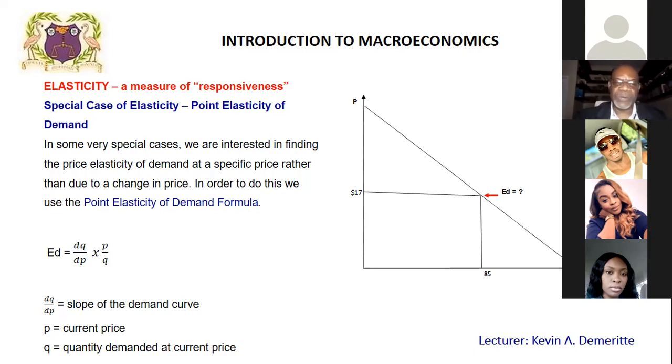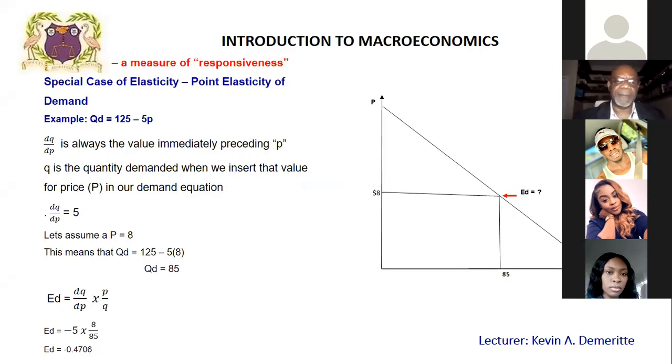Later on in the semester, we will play around with quick rules for differentiation. But for now, all we're interested in is that this dQ/dP part of our formula only refers to the slope of our demand curve. The P is our regular P, meaning price, and Q is our regular Q, meaning quantity demanded. So the point elasticity of demand formula says it's equal to the slope of the demand curve, whatever that value happens to be, times P over Q. Again, let's try it out and see how it works.